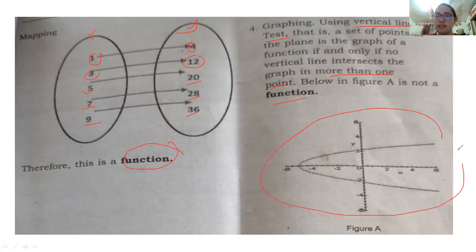So example, this one. This is the graph, the parabola. So you will just sketch or write a vertical line anywhere as you wish. So look at how many times the vertical line test touches the graph? Twice. This one and this one. So meaning to say this graph is not a function.